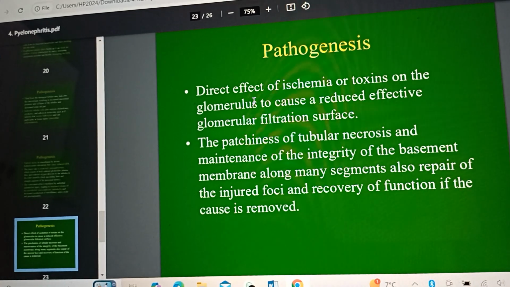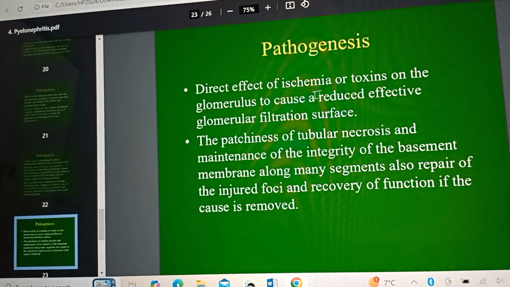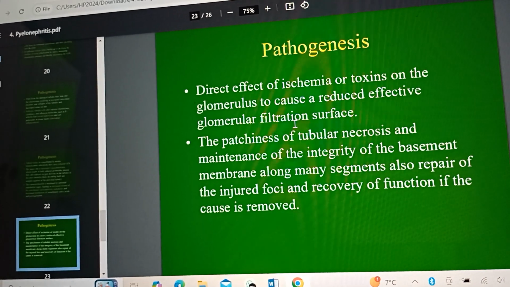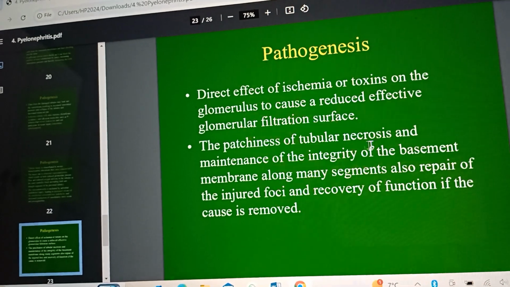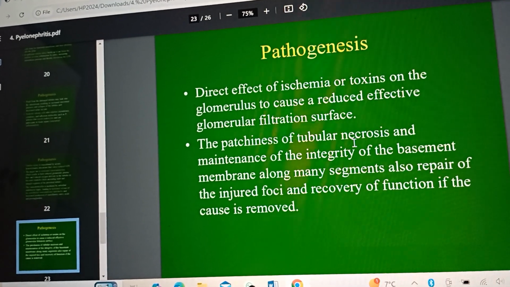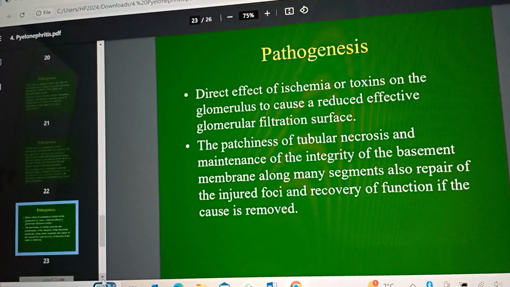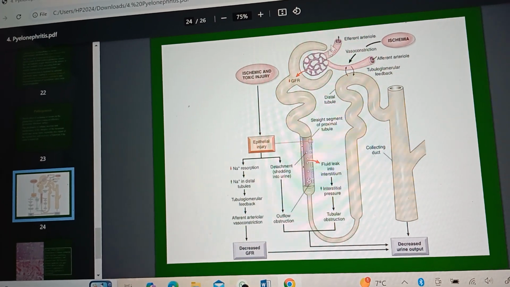Sometimes there is a direct effect of ischemia and toxin on the glomeruli, so there is a decreased glomerular filtration rate, right? In these cases, you will see that tubules are getting necrosed, so there is a patchy necrosis going on, right? This is all about the pathogenesis. If we see this diagram, we can understand more. Now you can just see this diagram.